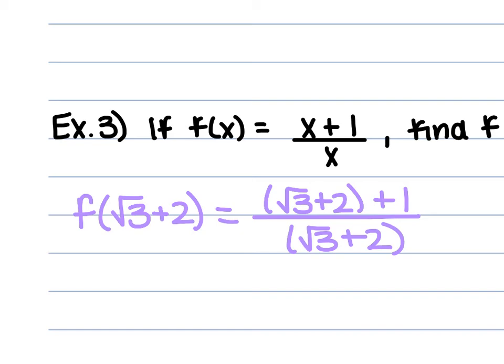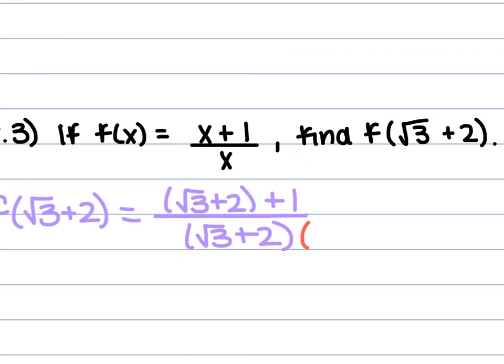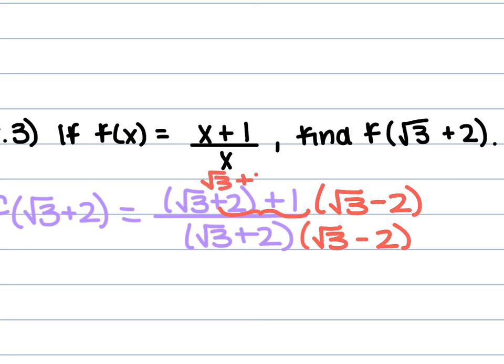So we are going to multiply top and bottom here by the conjugate of that square root 3 plus 2, which is going to be the square root of 3 minus 2. So top and bottom, square root 3 minus 2. We can also combine like terms on the top before we do that, which is going to give us the square root of 3 plus 3.